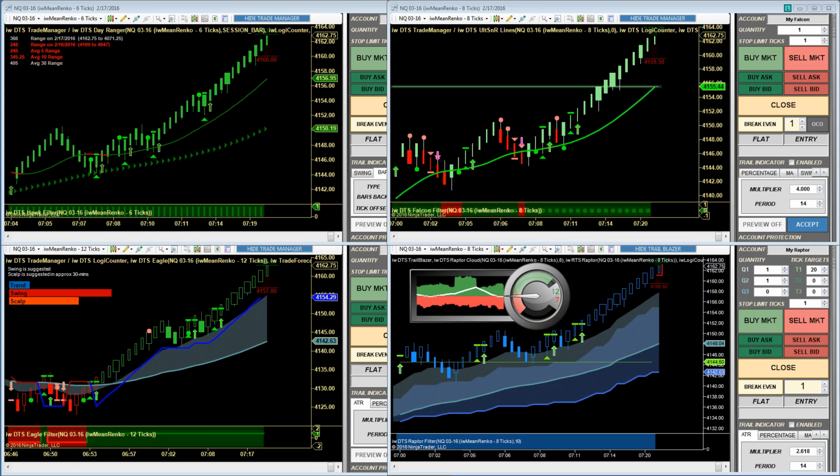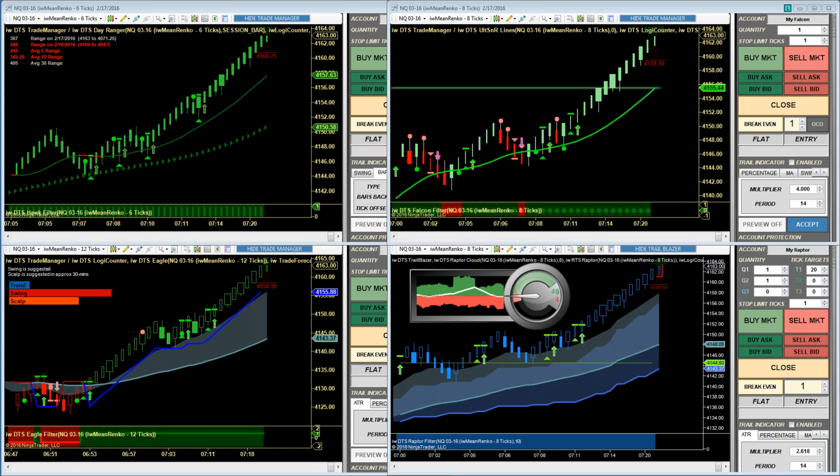So a nice little run up there on the NQ right now. And it's good to see the market bullish again. It had its little retrace a little while ago, and here they are trying to send the market higher.